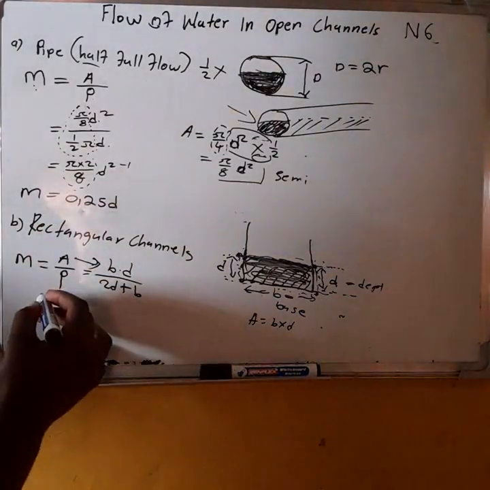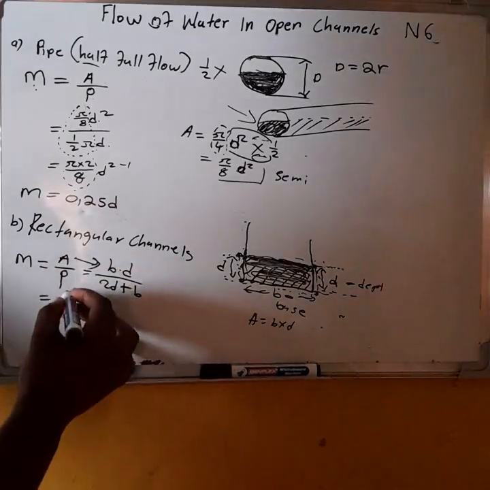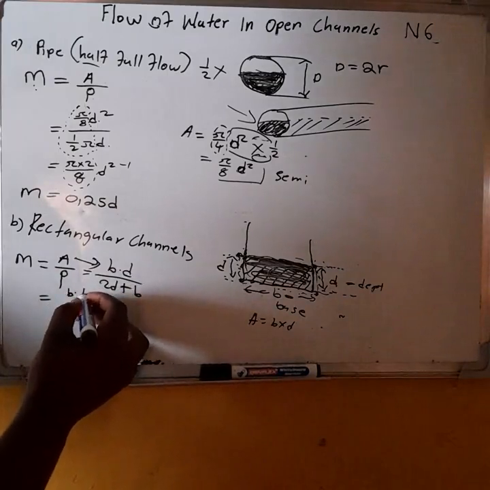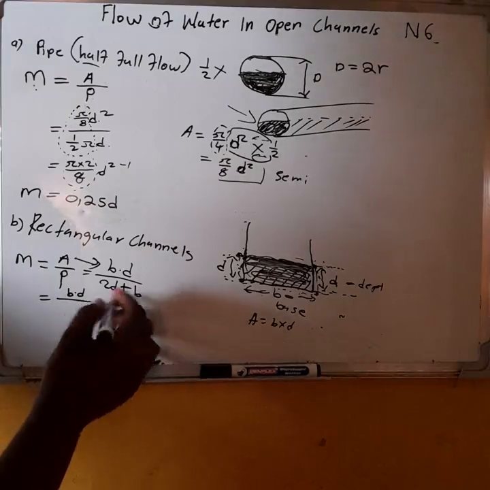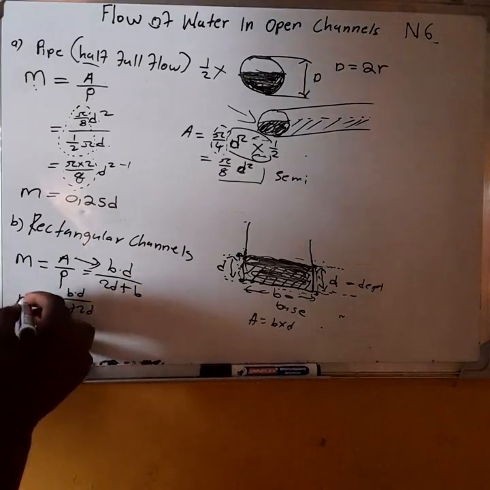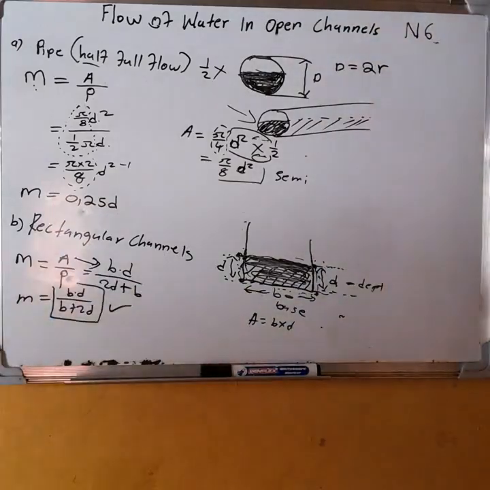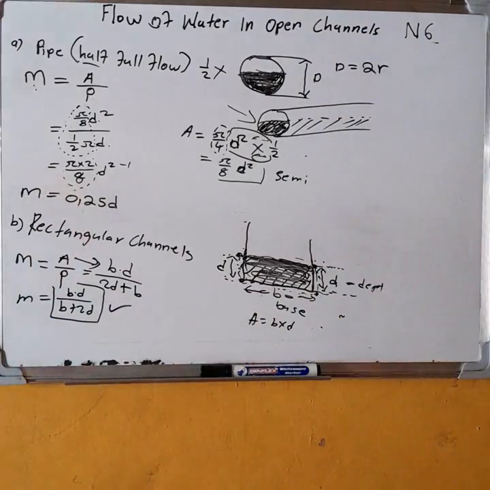So we know the hydraulic mean depth is the area, which is base multiplied by depth, over the perimeter, which is B plus 2D. This is M. Here is a formula you are supposed to know. Simple like that. You just apply your mathematics. You're not supposed to cram. Just apply the mathematics. You understand? Right. Hopefully you understand that.